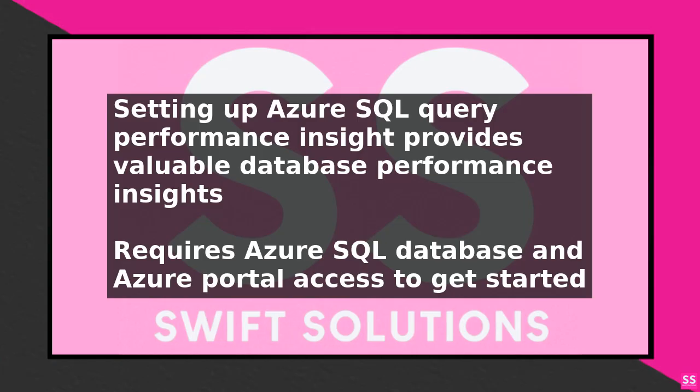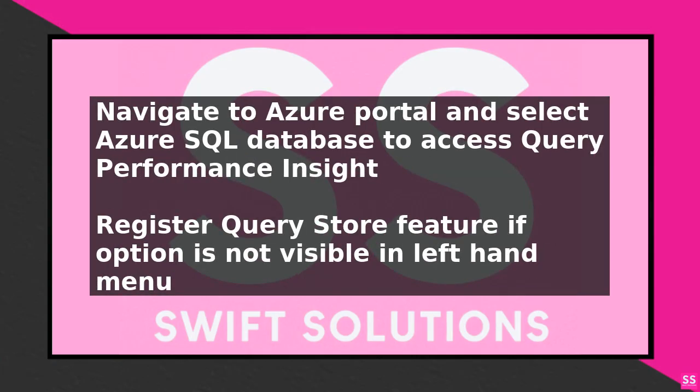Then, click on the Query Performance Insight option in the left-hand menu. If you don't see this option, you may need to register the Query Store feature, which is a prerequisite for Query Performance Insight. To register the Query Store, run the following SQL script on your database. This will enable data collection for query performance.